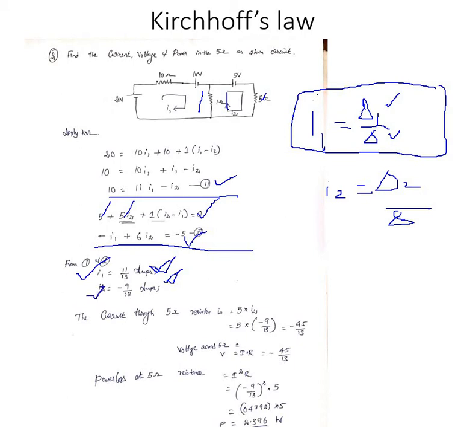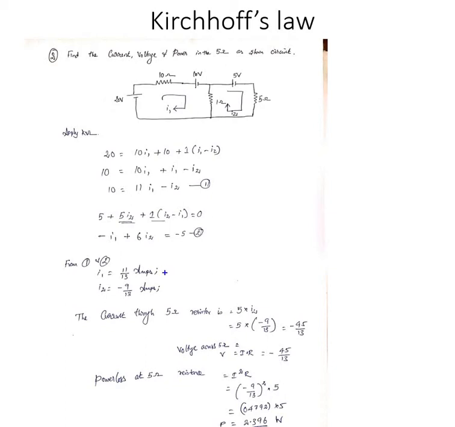Once you find out, what is that I2 value? The I2 value is equal to minus 9 by 13. So 9 by 13 is called the I2 current. I2, the flow of current through this 5 ohm resistor, is minus 9 by 13. That's all. So 9 by 13 is the current that will flow.